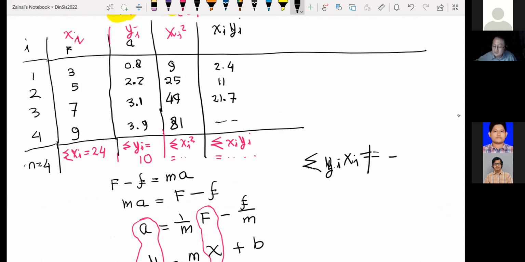Ini sebetulnya saya sudah mau beli Samsung Tab karena dia spesialis untuk nulis. Jadi pulpennya selalu muncul. Ini kadang-kadang pulpennya nggak muncul nih, bermasalah.